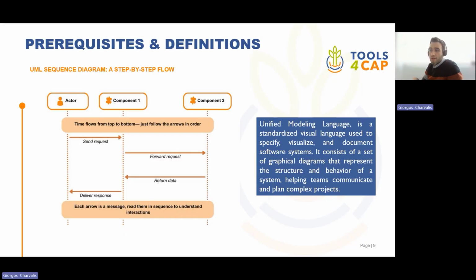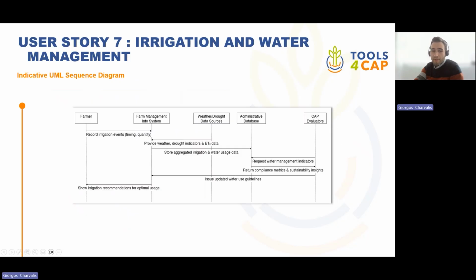So this is visualized in a very specific way. This is an example we will explain in detail later. And you can see the actors and the actions and the messages transferred.